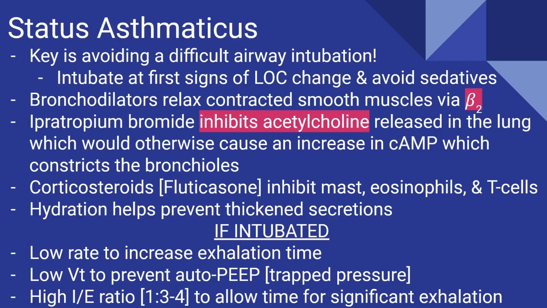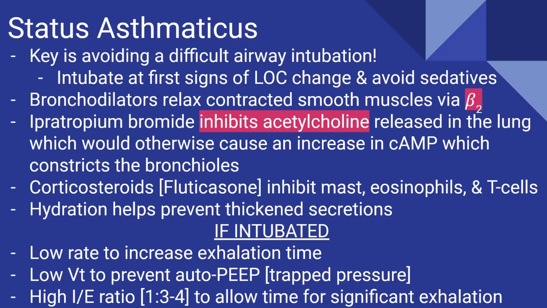So we're going to use bronchodilators, potentially like albuterol and then ipratropium bromide. And then we'll give corticosteroids like fluticasone, and that's going to mask that immune response, that humoral immune response, the mast cells, eosinophils, T cells, and try to reduce that histamine response. And then any kind of chance we can get to hydrate the patient is going to help prevent the thickening of those secretions. Because that's another thing that's going to impede our airway, is any kind of blockage, mucus plugging.